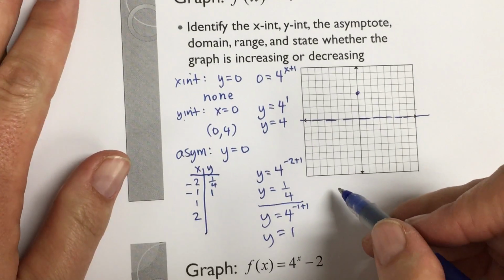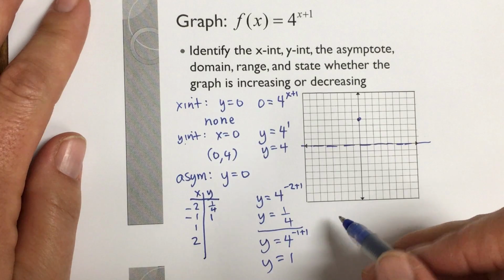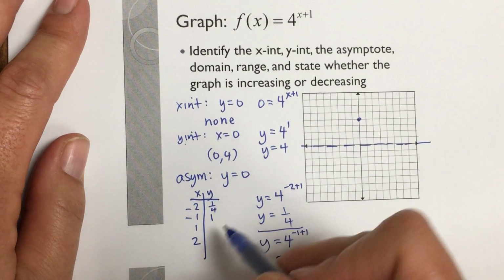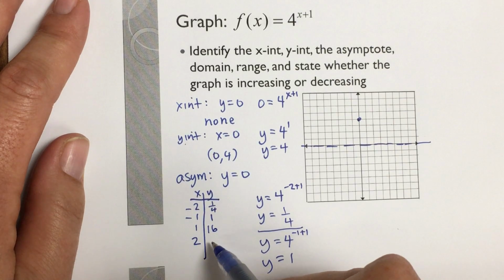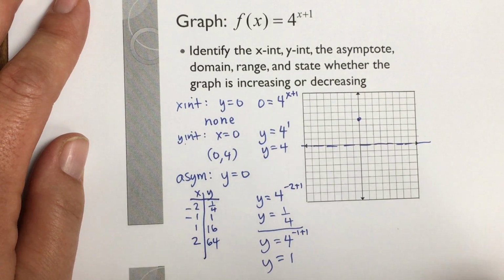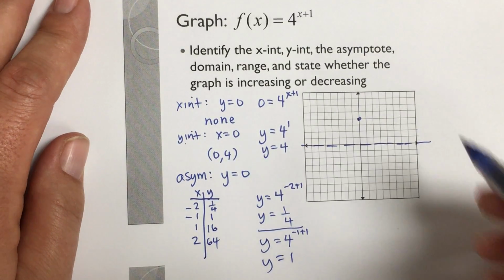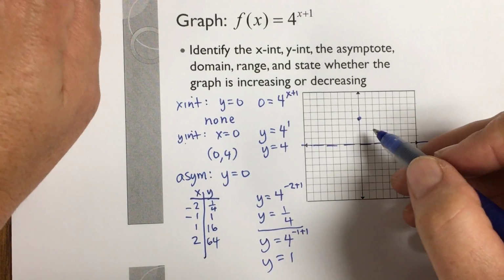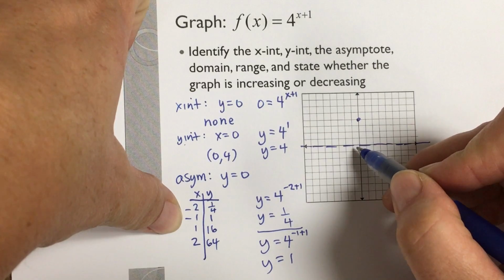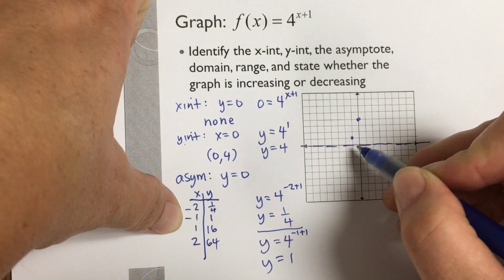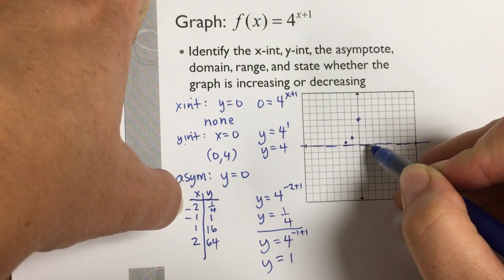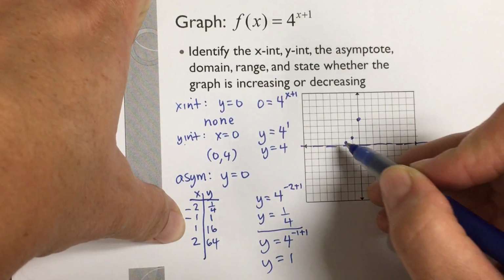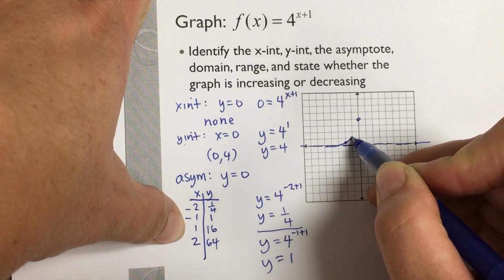And then, can you see still, hopefully? And then now if I do it with a 1, that's going to give me 16. And if I do it with a 2, that's going to give me 64. Obviously, these two are not going to make it onto my graph, but they still give me important information because they tell me that this sucker's steep. So here's what I'm doing. At -1, I'm going to go to 1. And at -2, I'm going to go to 1/4. And at 1, I'm going to go up to 16, which is steep.